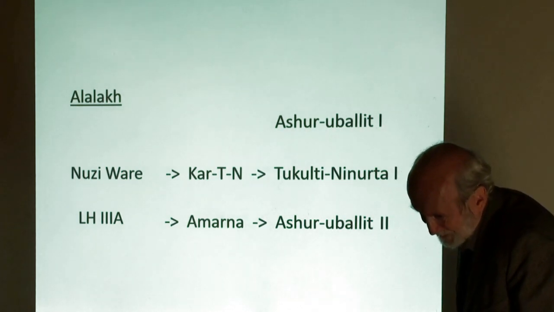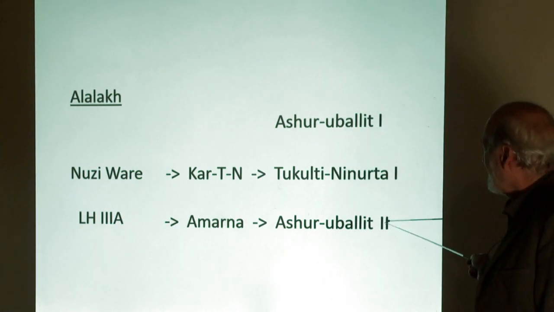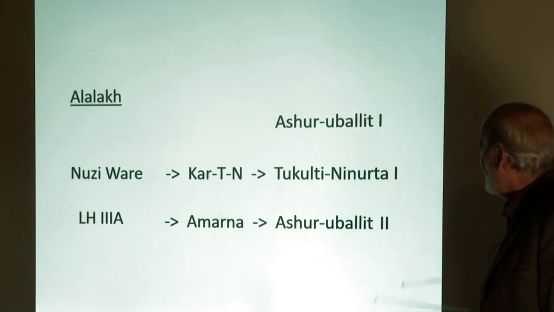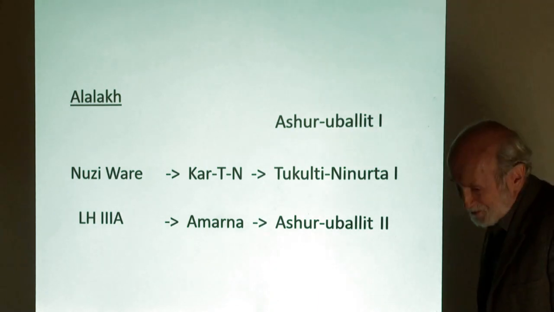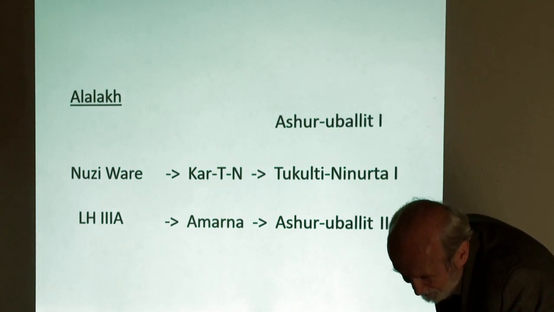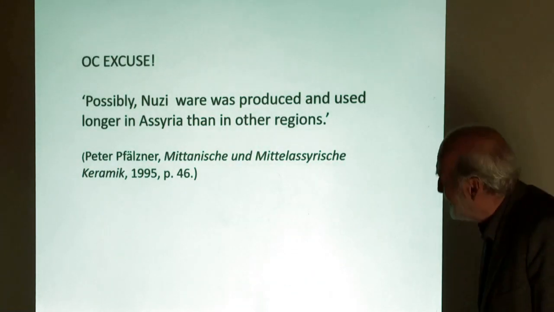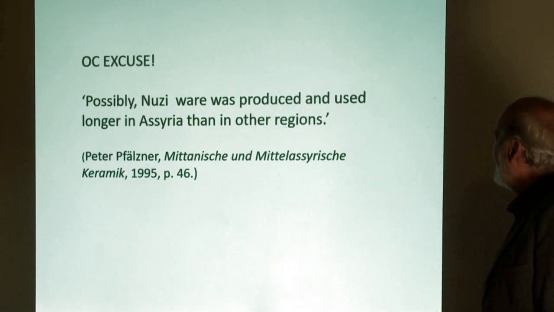So is this our Ashurubalit II, who the new chronology desperately needs? It seems promising. Well, the orthodox chronology excuse: possibly Nuzi ware was produced and used longer in Assyria than in other regions.